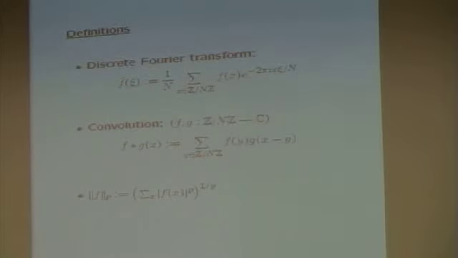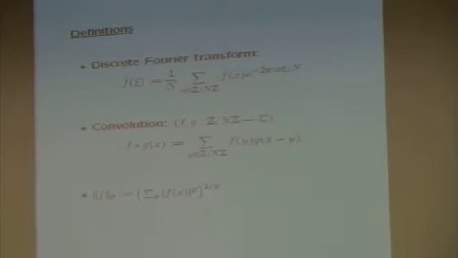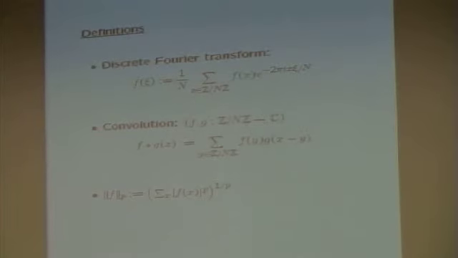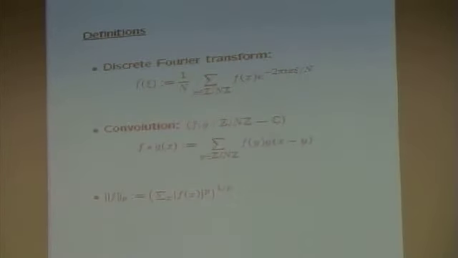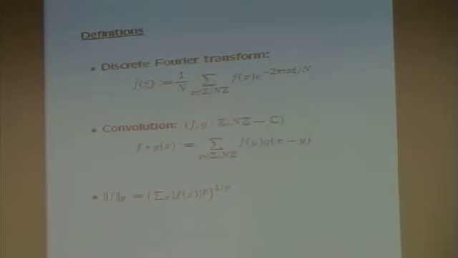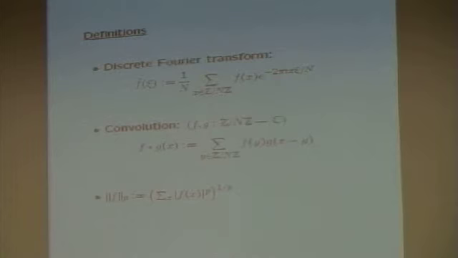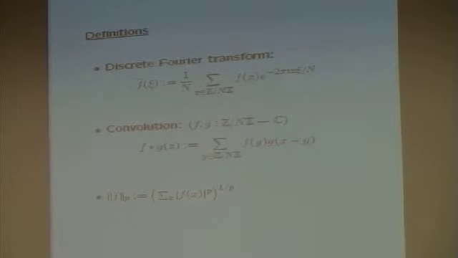Okay, so for the rest of this talk, I'm going to use f hat of c to denote the Fourier transform, which is just normalized by 1 over n. And then if we have two functions, f and g, we define the convolution f star g to be the sum over y of f of y g of x minus y. And finally, we have the LP norm.